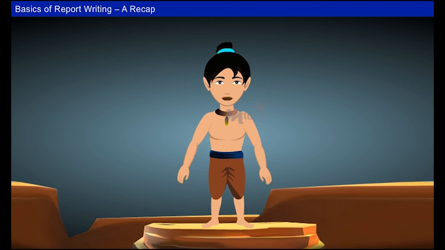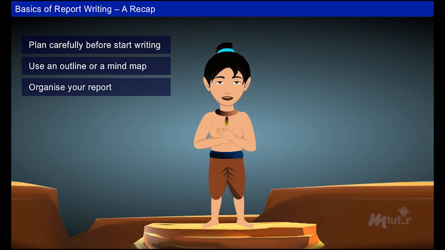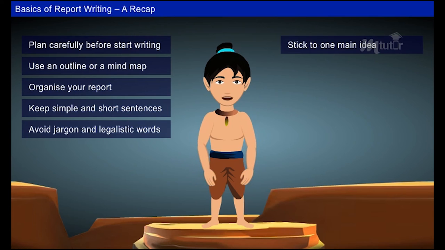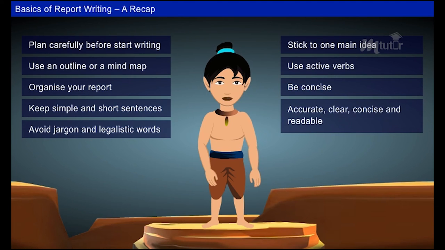Now let us have a quick recap of what we have learned so far. Plan carefully before start writing. Use an outline or a mind map. Organize your report. Keep simple and short sentences. Avoid jargon and legalistic words. Try to stick on to one main idea. Use active verbs as much as possible. Be concise. Always check whether your report is accurate, clear, concise and readable.